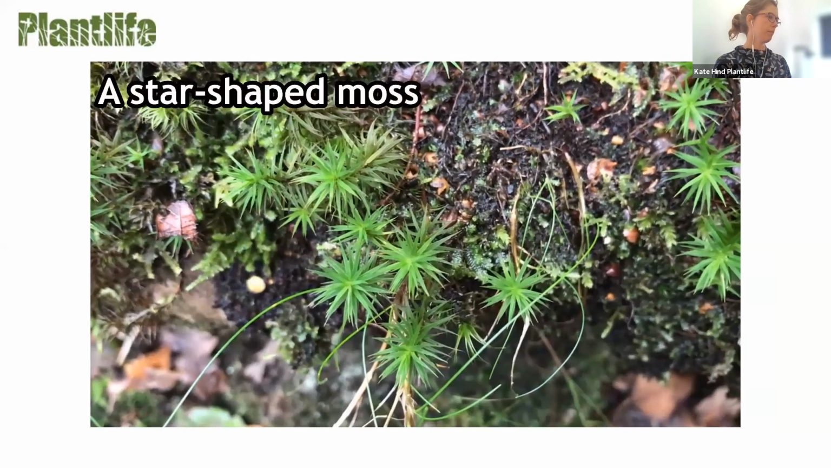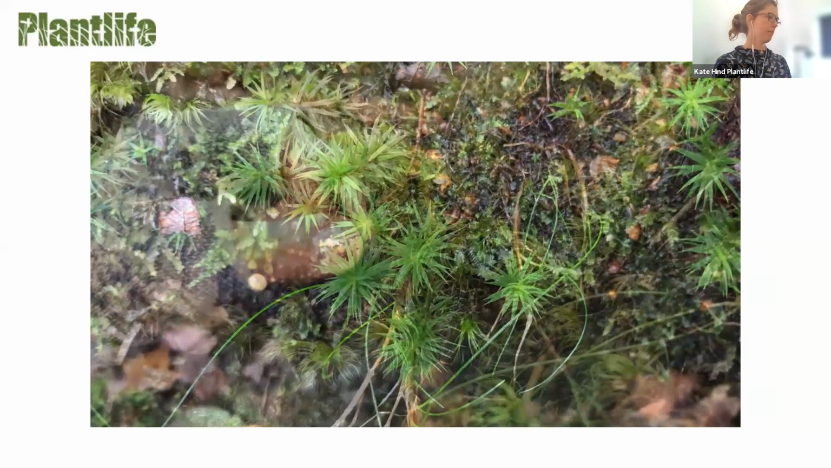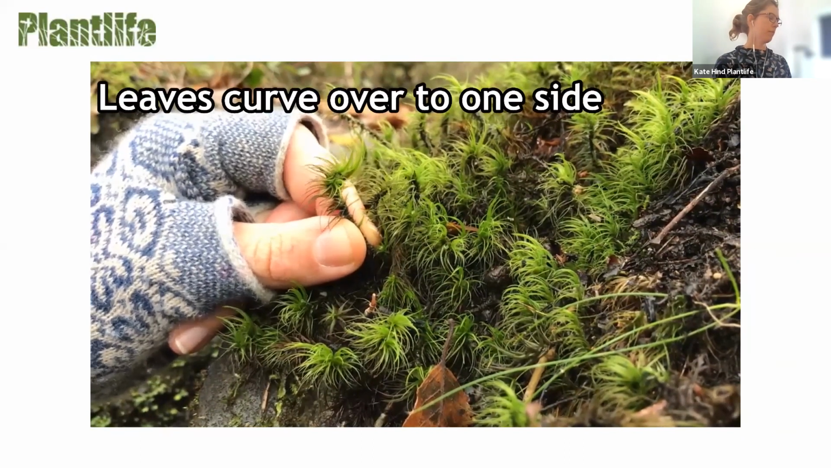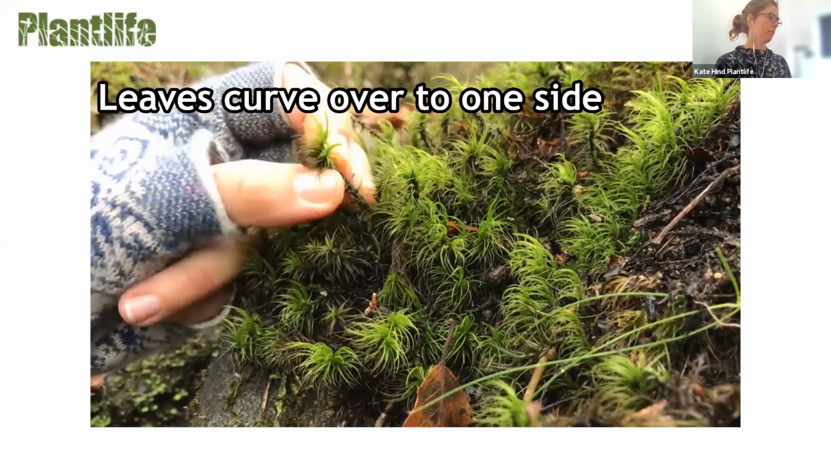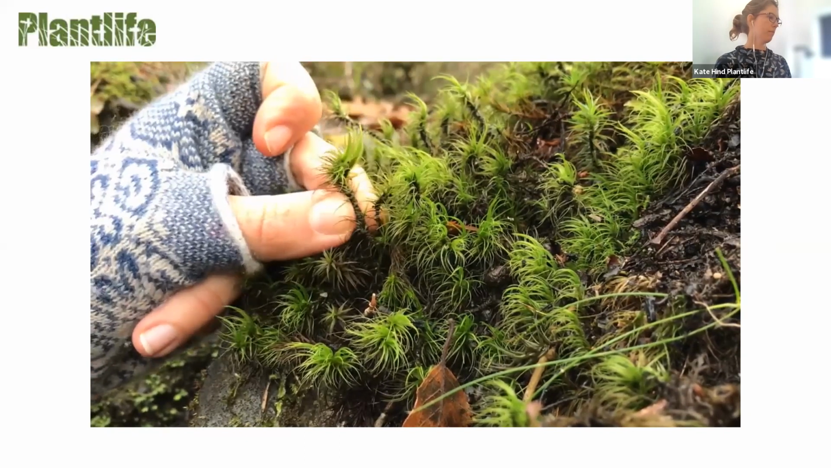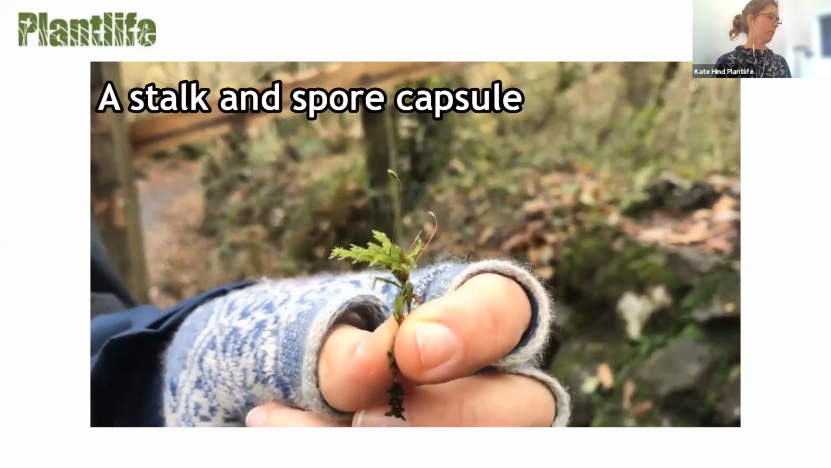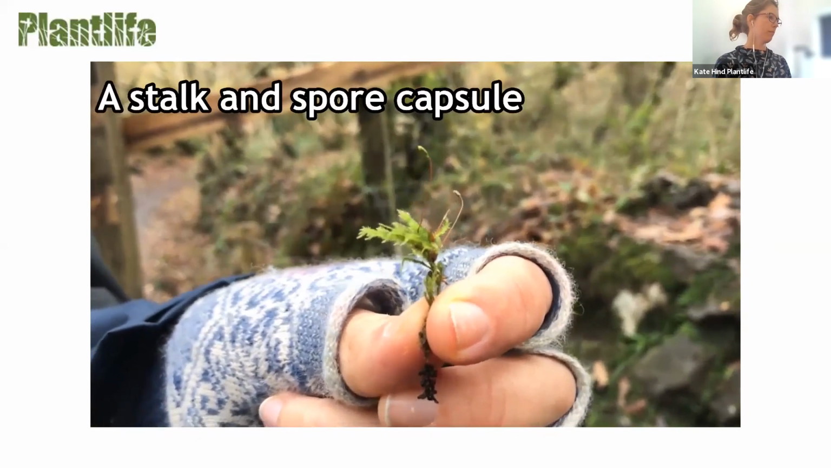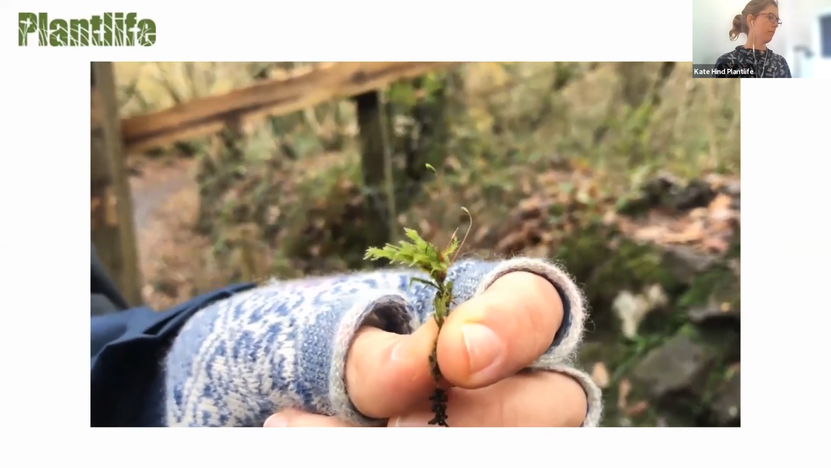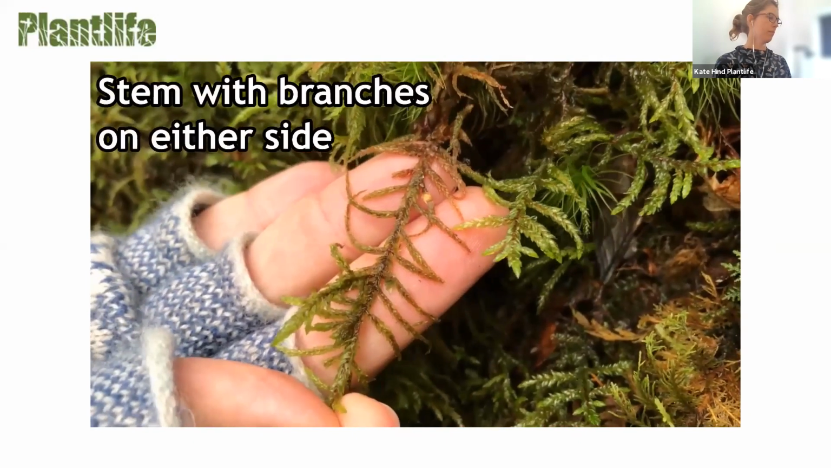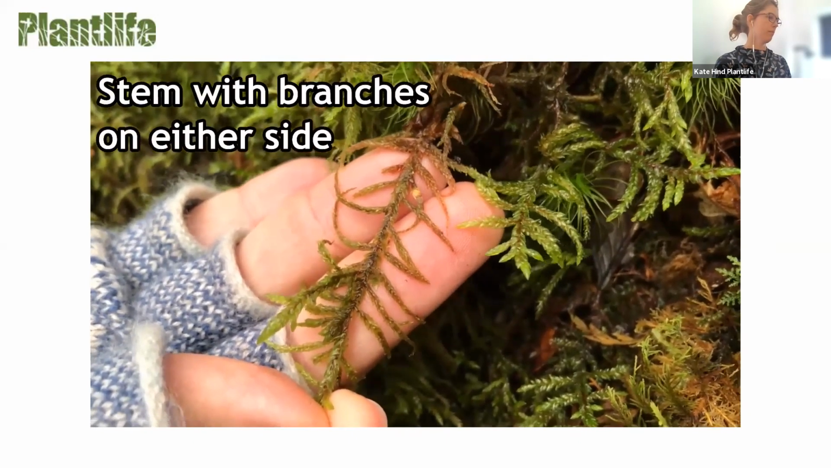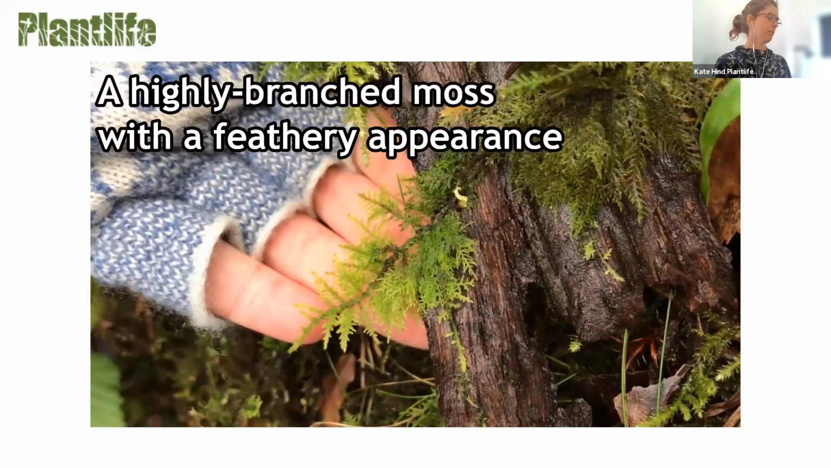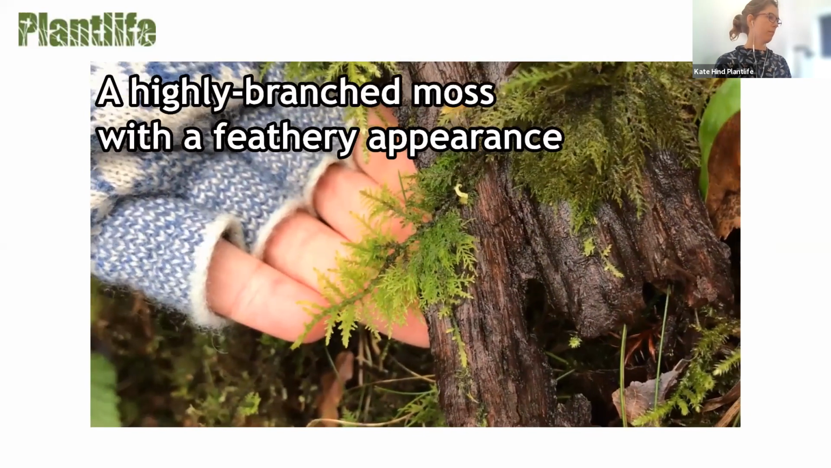This is the moss that from above has the shape of a star. On this moss, the leaves are long and thin and tapered, and they all lay to one side, as you can see on this one here. Mosses don't reproduce by seeds, they reproduce from spores. As you can see here, there is a stalk with a capsule on the end where the spores come from. This moss has a central stem with branches either side. This moss is highly branched, giving it a fluffy, feathery appearance.